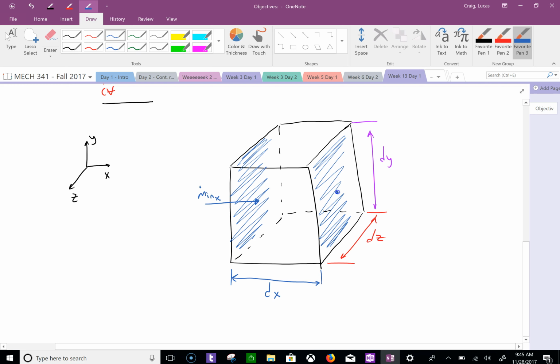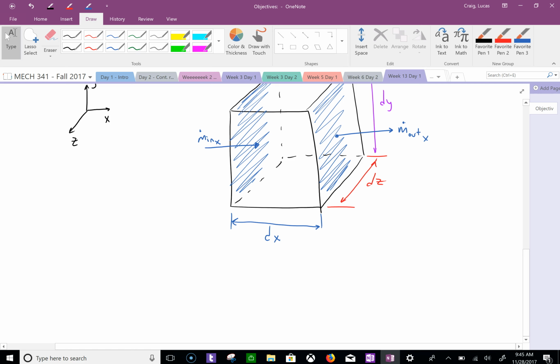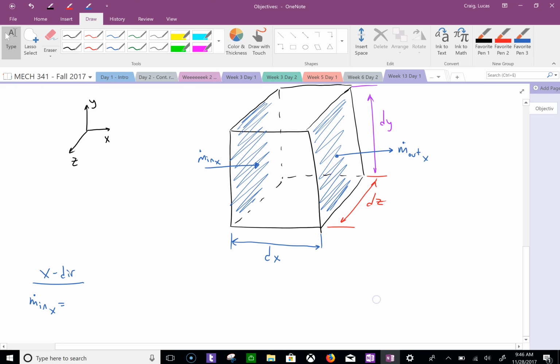So that's m dot in the x, and that would be m dot out in the x. So x direction. So what is the equation for m dot? Rho AV, right? Okay. So rho U times dA.